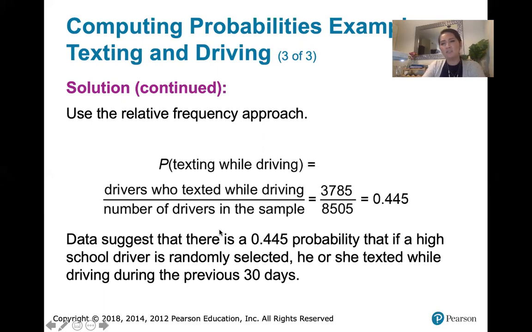Now, if I'm interpreting this 0.445, I can think of that as a 44.5% chance that if the high school driver is randomly selected, he or she texted while driving during the past 30 days. But a lot of people say you should never use percentages when it comes to probabilities. I still prefer to use percentages to help me interpret what a probability means. But then remember, you gotta move that decimal over twice in order to get the true probability, which is a proportion. It's a number between 0 and 1.